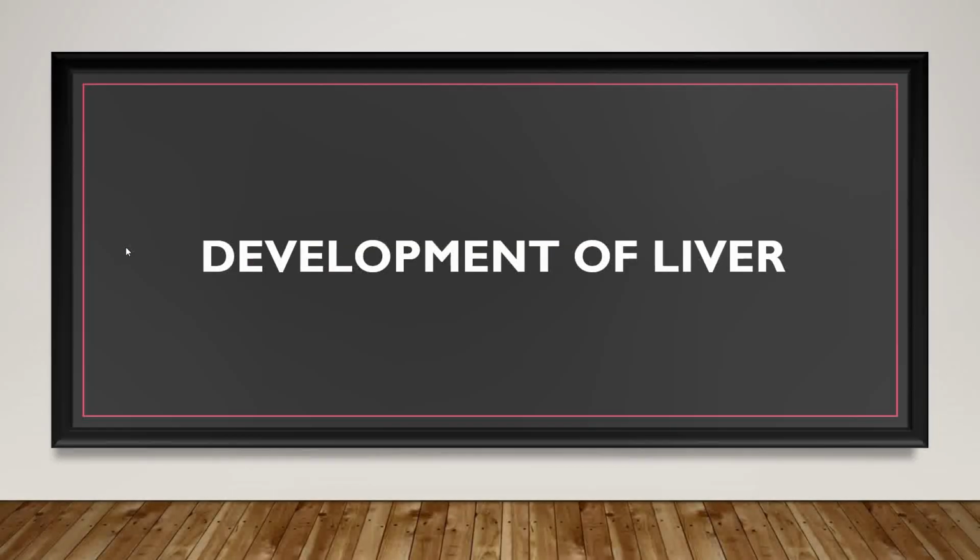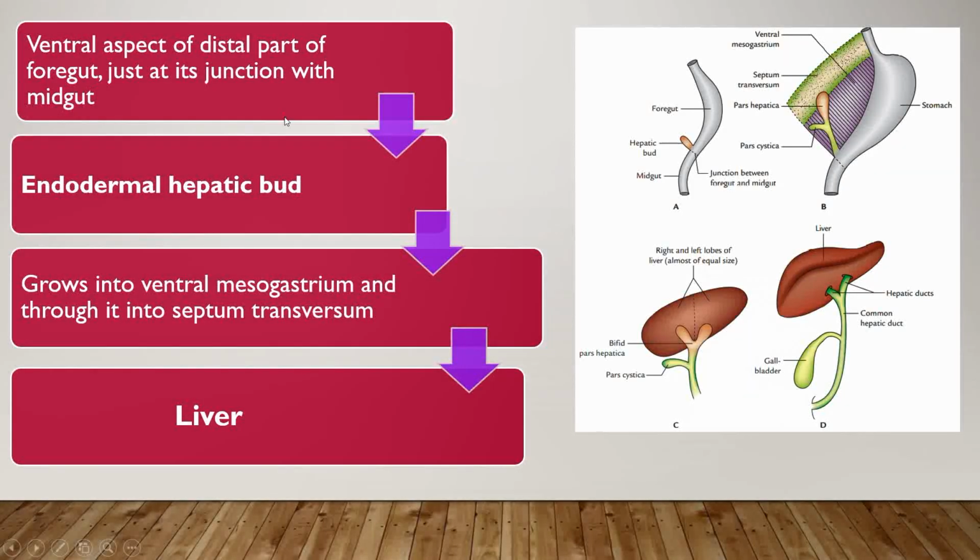Now coming to the development of accessory glands, first among them is the liver. When you see here the midgut, the junction of foregut and midgut, on the ventral aspect of the distal part of the foregut, at its junction with the midgut, one endodermal bud arises which is known as the hepatic bud. Now this hepatic bud grows into the ventral mesogastrium and goes into the septum transversum, and this hepatic bud is going to form the liver.